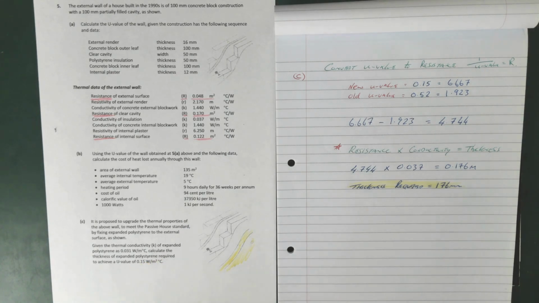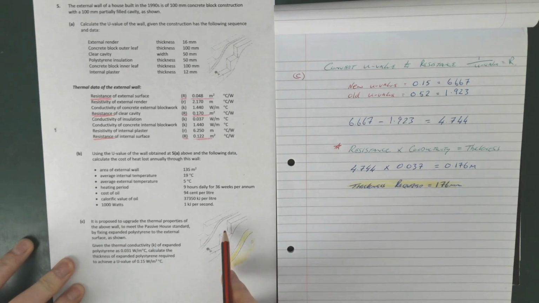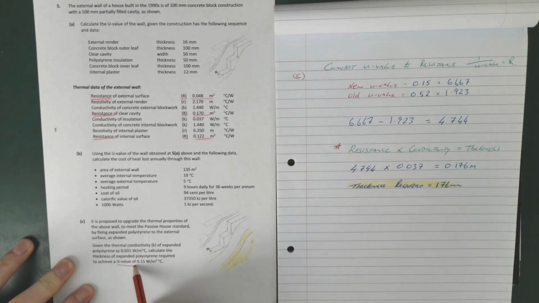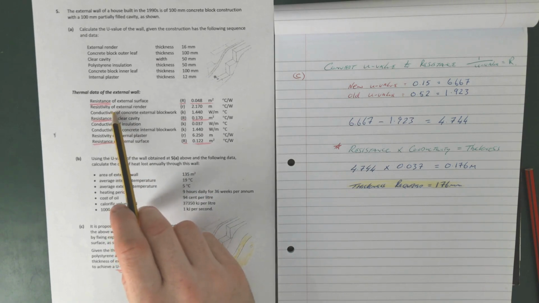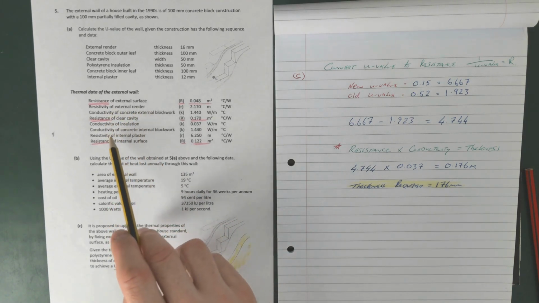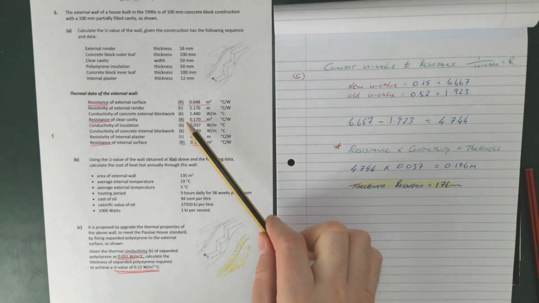Now, that's the key thing we're trying to find out first. We need to see how much insulation I need to put onto this existing wall to give me a U value of 0.15. And the only other information I'm given is the conductivity. So where does that come from? Well, think back to part A, when you had the conductivity of concrete blockwork and the conductivity of your insulation. That's what we have here again, so we have the conductivity.